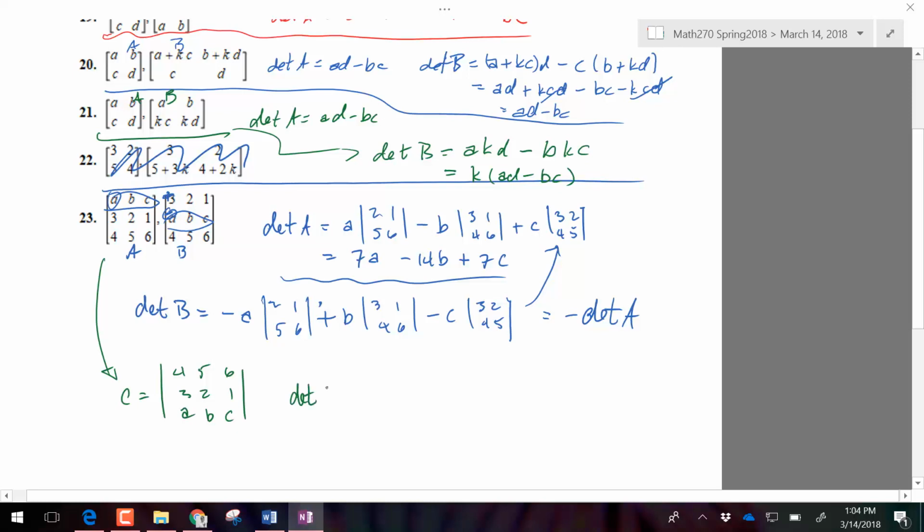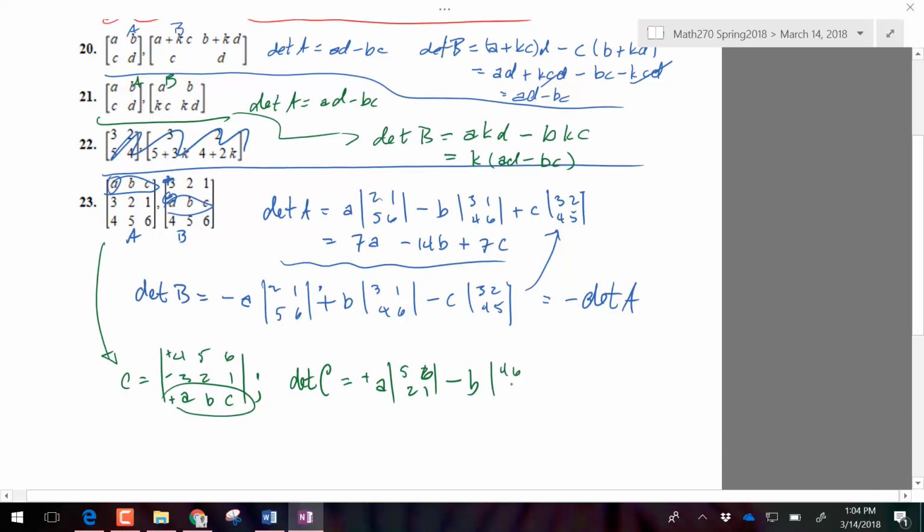How should we expand? Should we expand on the last row? Sure. So let's expand on the last row. So this is a plus, minus, plus. It starts off with a plus, plus A. And then what's left over after you cross out the A? You got 5, 6, 2, 1. Minus B, cross out. You got 4, 6, 3, 1. And then C, and then that would be 4, 5, 3, 2.